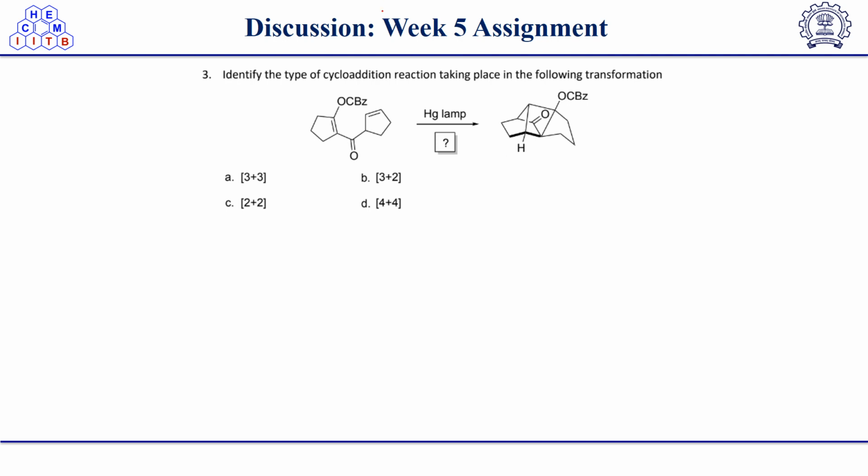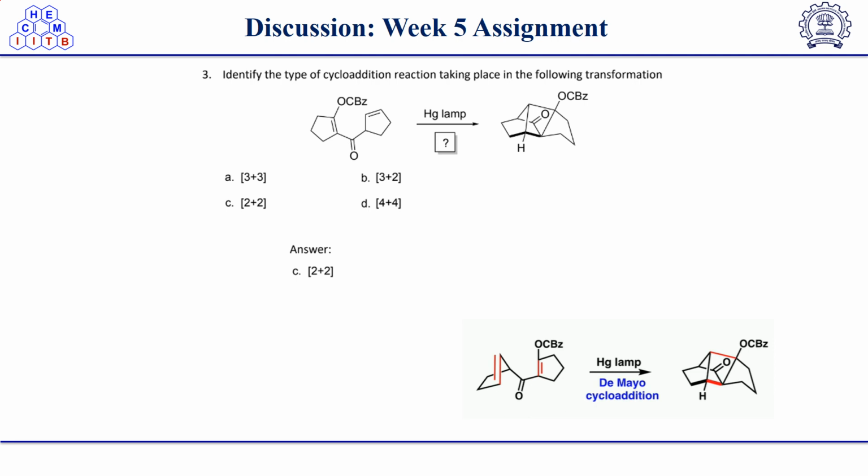So here, as we can see, we are using this photochemical condition in this reaction. That is, we are taking a mercuric lamp here to react this compound. And as we can see, there are two double bonds here. So here the reaction will be a 2 plus 2 cycloaddition reaction, and that is the De Mayo cycloaddition reaction, which is the photochemical 2 plus 2 cycloaddition. So this compound could be represented in this manner as given here for a better understanding of this 2 plus 2 cycloaddition.